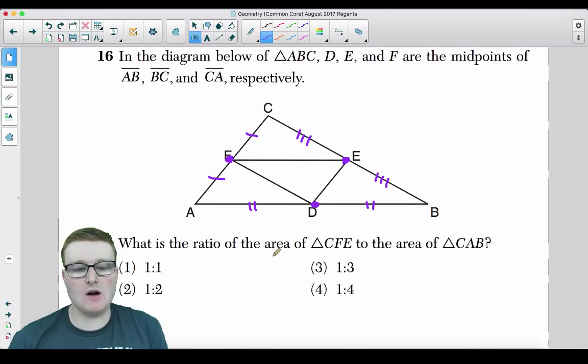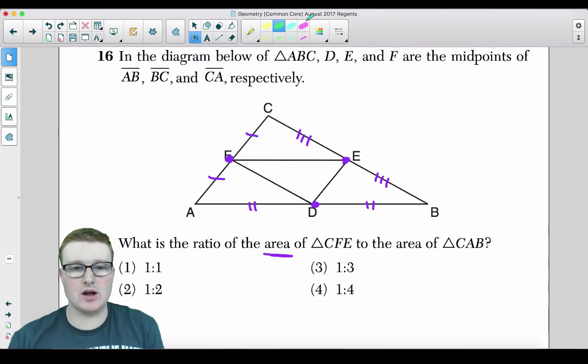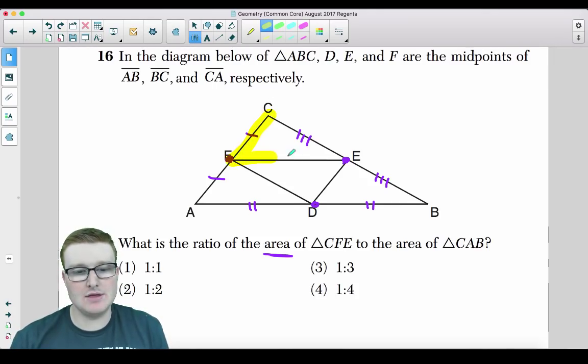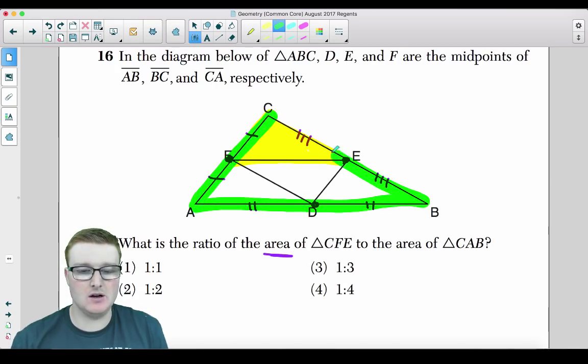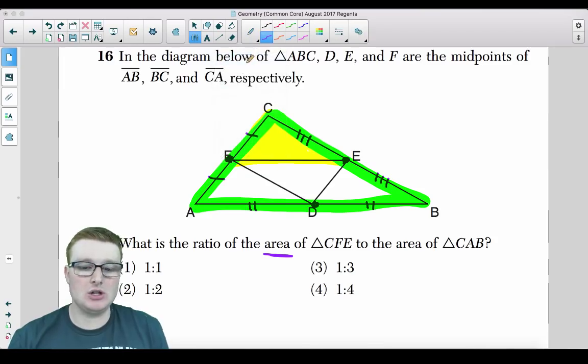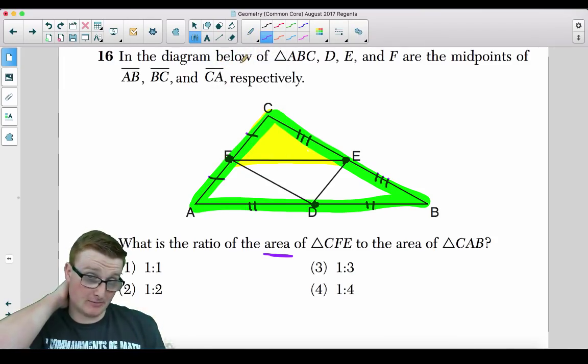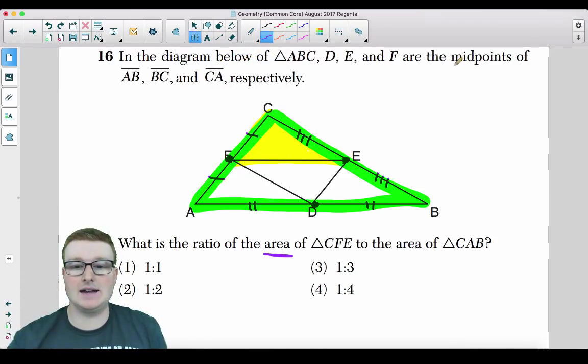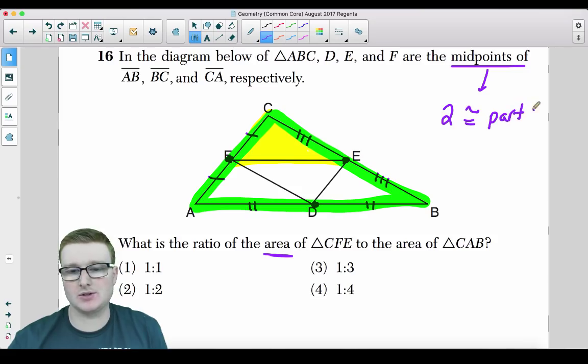What is the ratio of the area of triangle CFE to the area of triangle CAB? So they're asking you, what is this area of the triangle in relation to this area of the triangle? So what you need to know is that a midpoint divides a segment into 2 congruent parts.